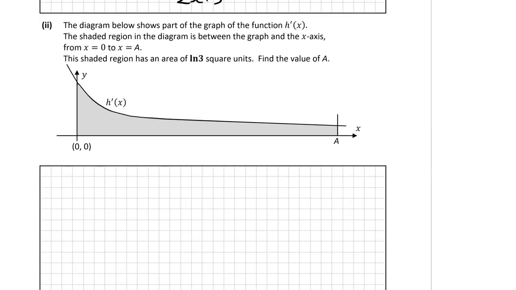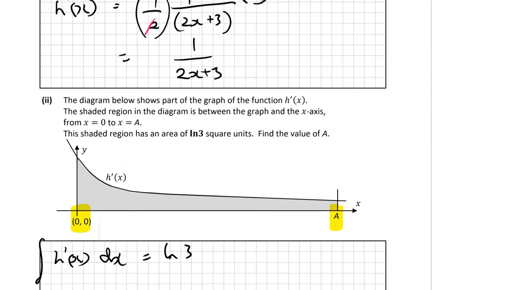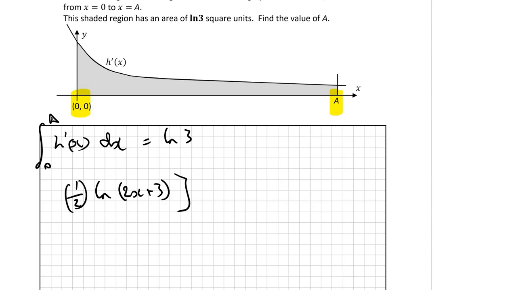So this next part is a follow-on from the first part, where you're told that we've got a part of the function between a and 0. And the shaded region has an area which is equal to the natural log of 3 square units. Find the value of a. So the area of a function which is h prime of x is equal to the natural log of 3. Well, the integral of that derivative is just the original function, and that is between a and 0 is equal to natural log of 3.